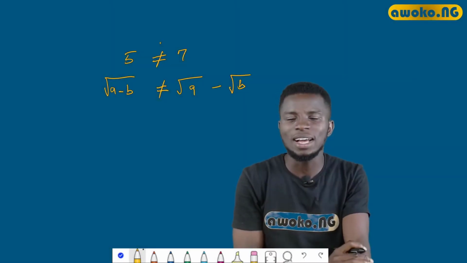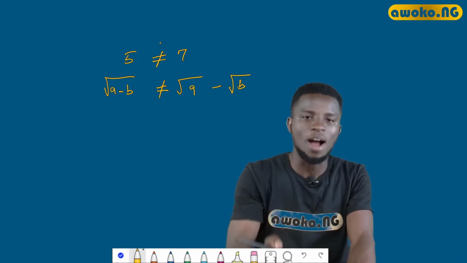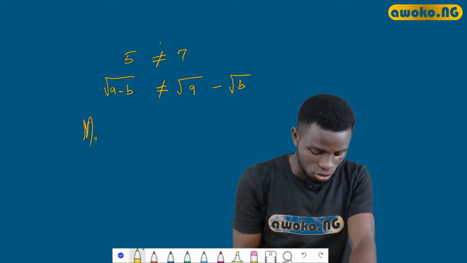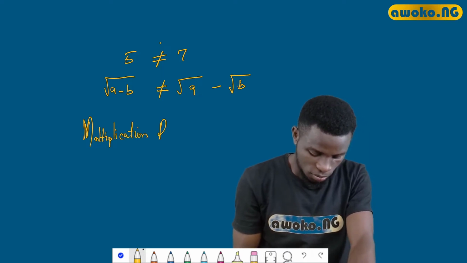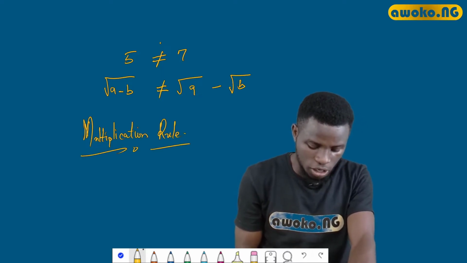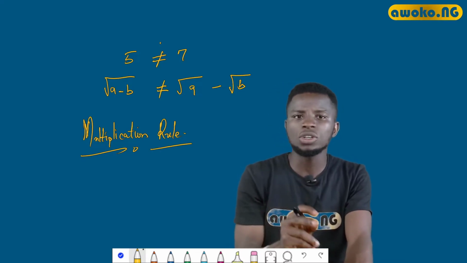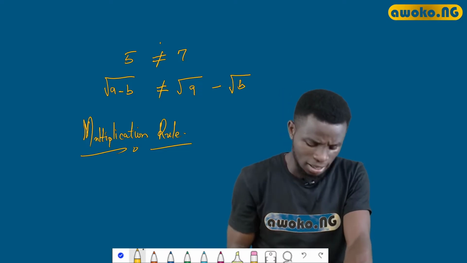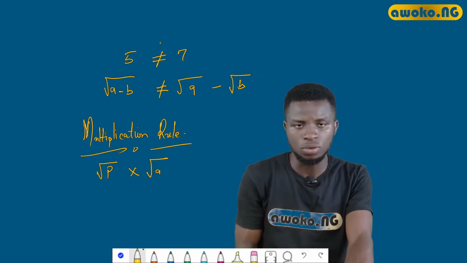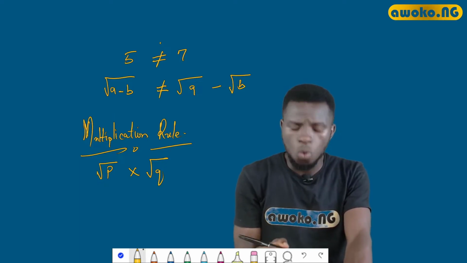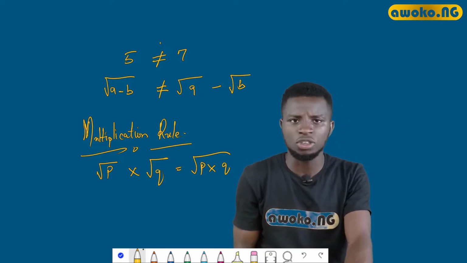Let's consider the multiplication rule. And this is where we have more applications. So, multiplication rule. For the multiplication rule, it states that the resultant of the multiplication of two surds, let's say the square root of p times the square root of q, okay, is equal to the square root of p times q. This is very, very true.